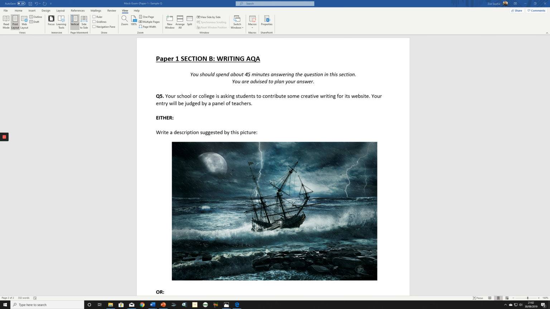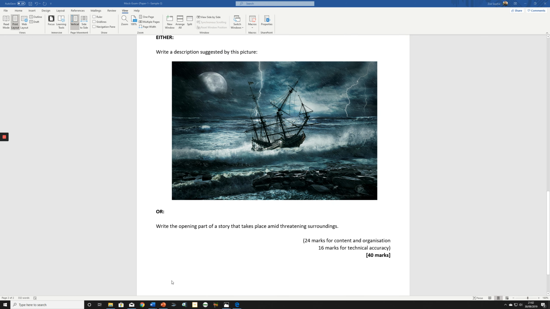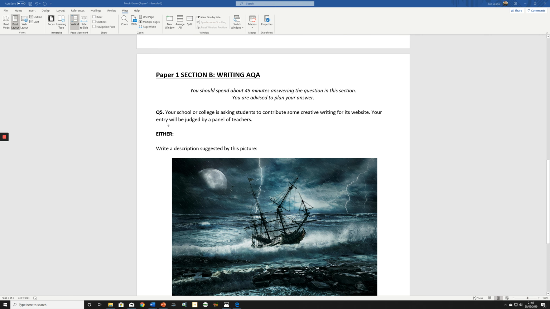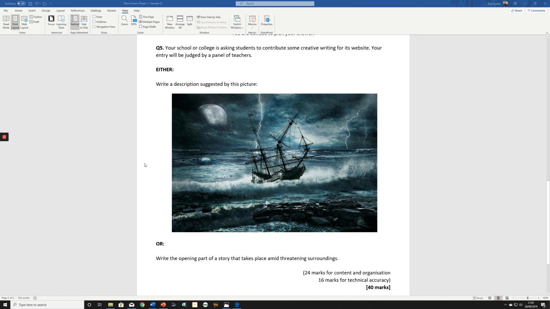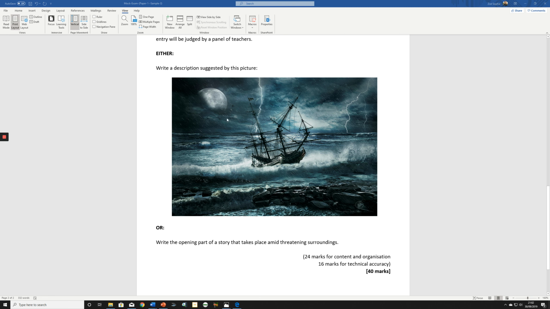So 45 minutes roughly for this section. It's 40 marks, and I believe Edexcel is the same. So you get a choice of 2 questions for AQA. It's usually one is a description suggested by the picture. Now note the use of the word suggested there. That means that you can embellish as long as it is plausible given what's in the picture.